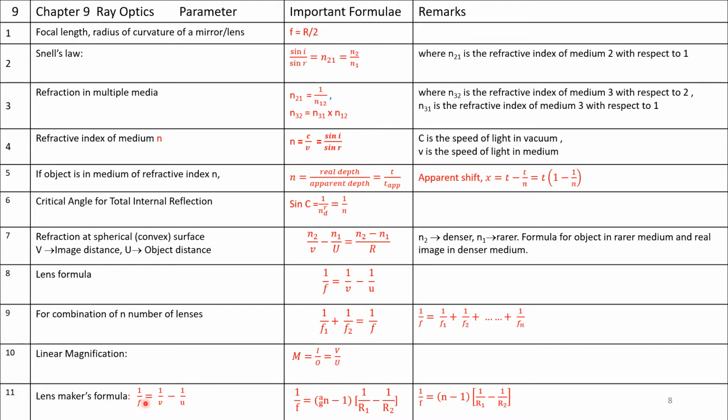Question number 11. The lens maker's formula is given by 1 over f is equal to 1 over v minus 1 over u. That is also given by 1 over f equals refractive index from glass to air or air to glass minus 1 into 1 over r1 minus 1 over r2. That can be simplified as 1 over f equals (n minus 1) into the bracket 1 over r1 minus 1 over r2.